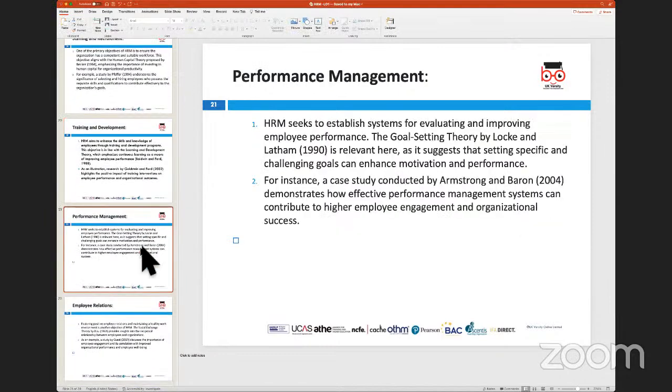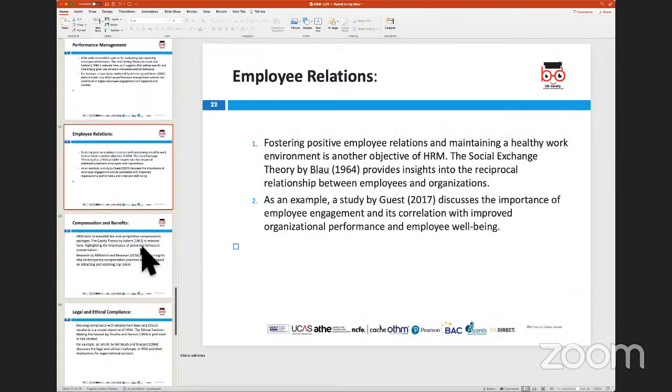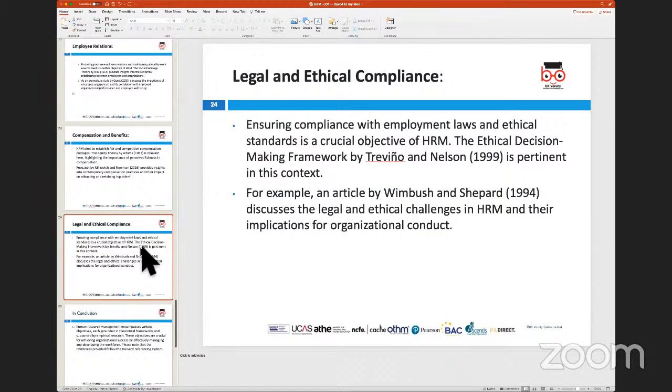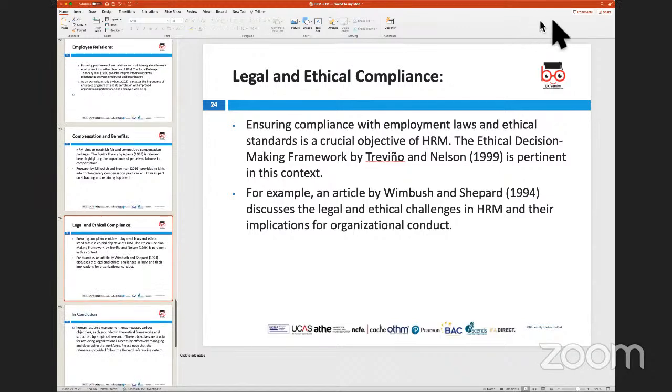Similarly, we can go on and discuss performance management, employee relations, compensation and benefits, and obviously legal and ethical compliance, which the HR department needs to look at maintaining with regard to, for example, regulation and legislation which is available in different countries in different contexts.